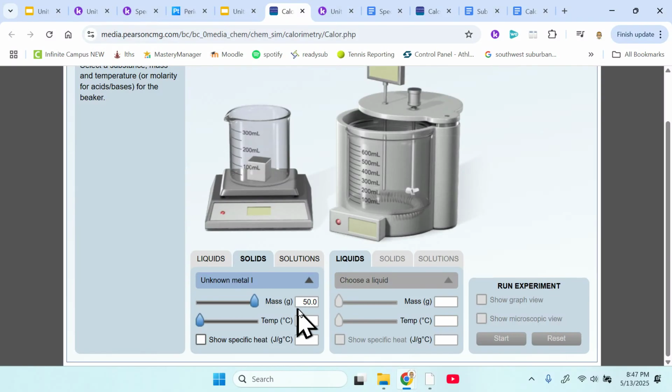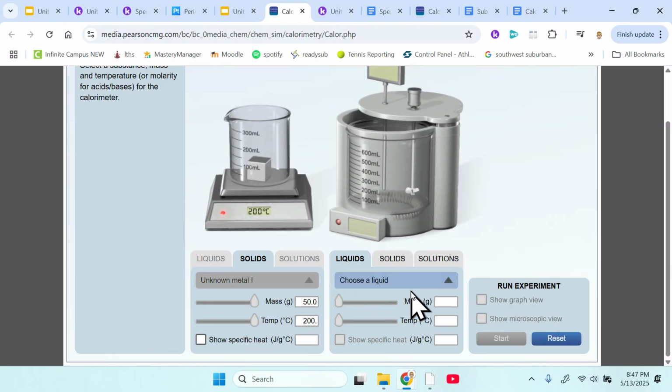Drag the mass up to about 50. It doesn't really matter what your mass is. You can make it really small. You can make it up to 50 grams. I'll just randomly choose 50 grams. Temperature, you can heat it up to 150. 150 does not matter as long as it's hot. You can go ahead and click next.